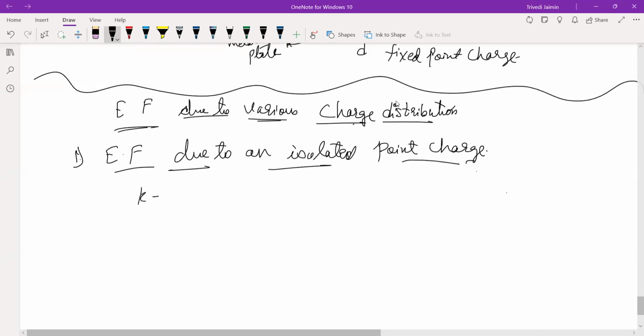It will be the same. E equals kQ by x square, from one point charge plus Q at point P at distance x.